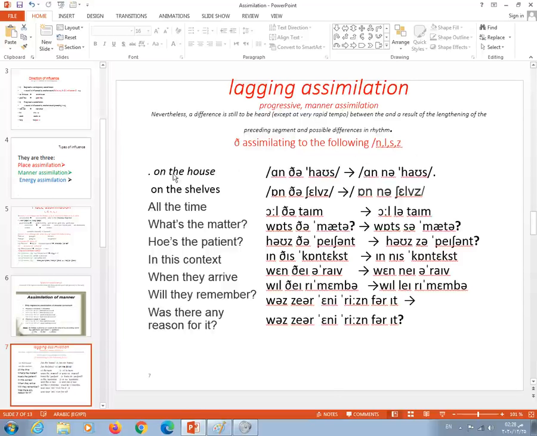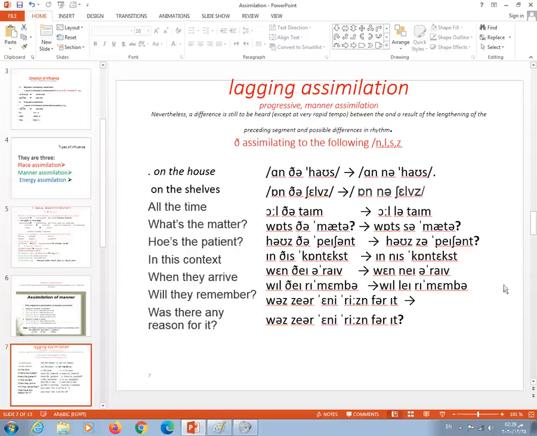What happens is that consonant number 1 changes the following consonant, which is consonant number 2. So the direction here is forward, and that's why we call it progressive assimilation. The book calls it lagging assimilation. It's okay, but I think that the commoner or the more common term here is progressive. Okay, on the house, here on and then the house.